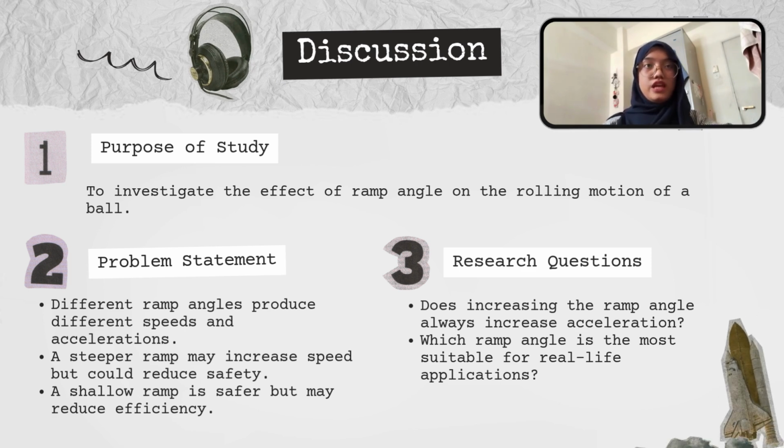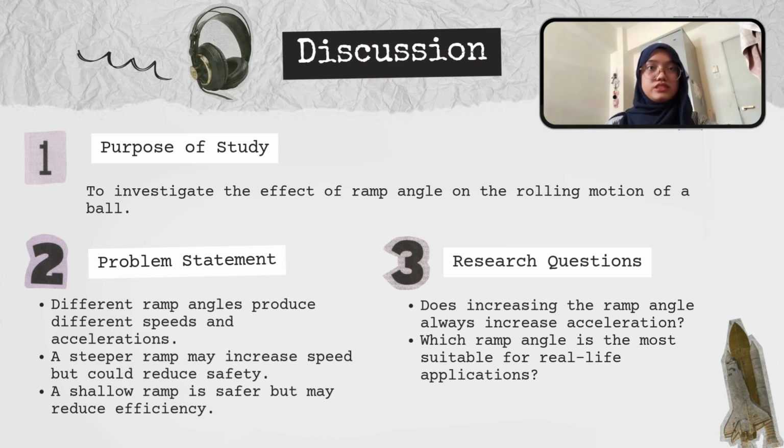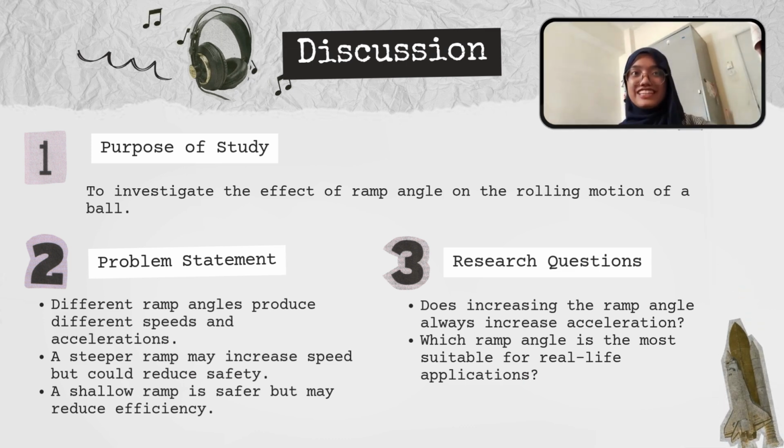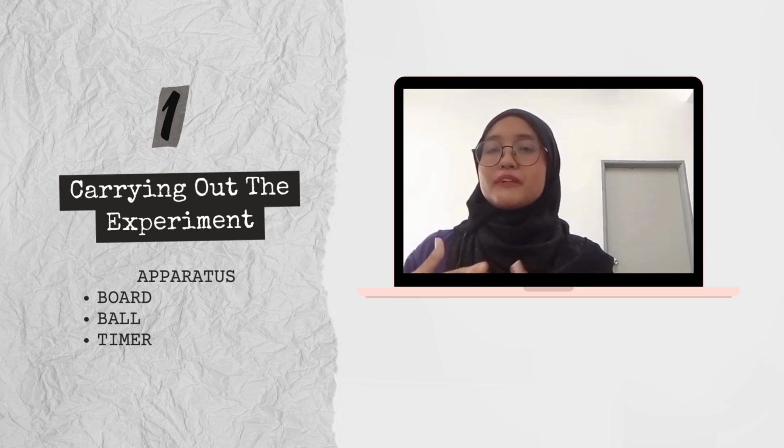Therefore, our study aims to answer two important research questions. Does increasing the ramp angle always increase acceleration? And which ramp angle is most suitable for real-life application? To answer these questions, we conducted an experiment using three different ramp angles, which are 15 degrees, 30 degrees, and 45 degrees. To do this experiment, we used a few apparatus.